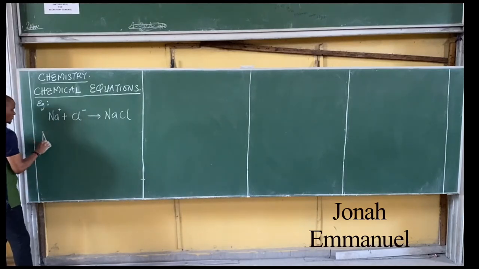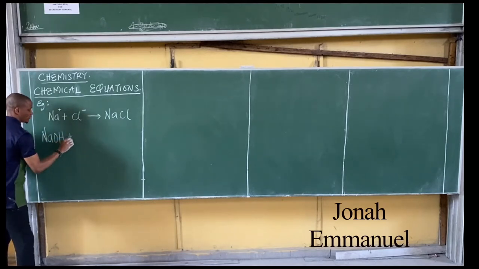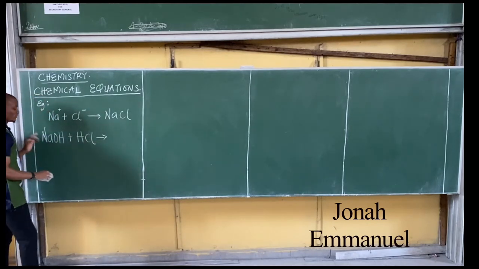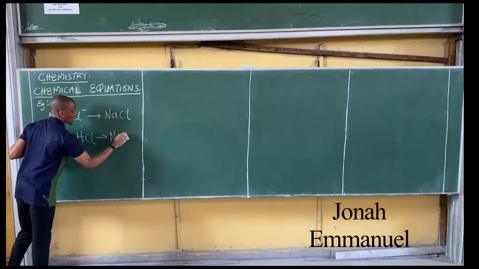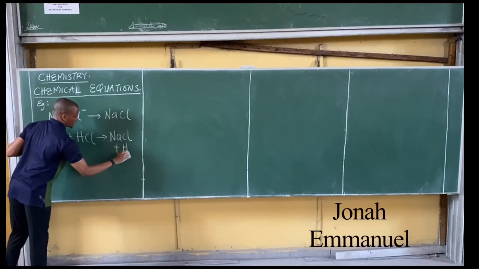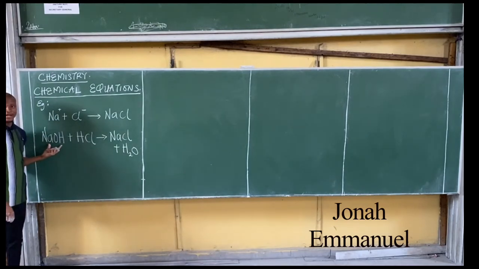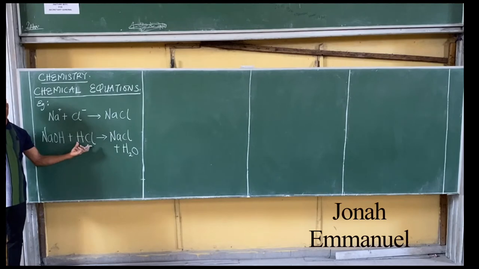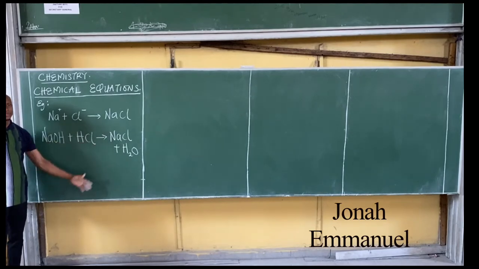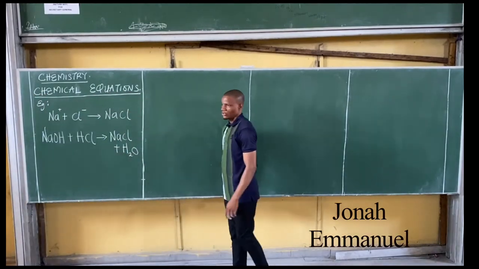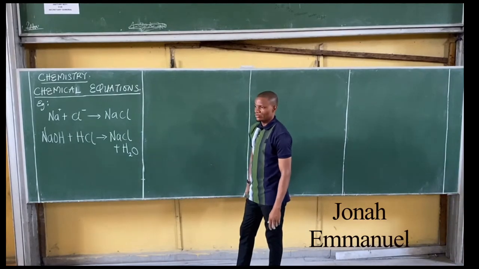You can see neutralization. That's the combination of an acid and a base. Right? Acid and base form what? Salt and water. Called neutralization. What does this tell you? That sodium hydroxide is combined with hydrochloric acid to form sodium chloride. So this is called chemical equation 1. It's a symbolic representation of the chemical reaction. These are what we mean by chemical equations.